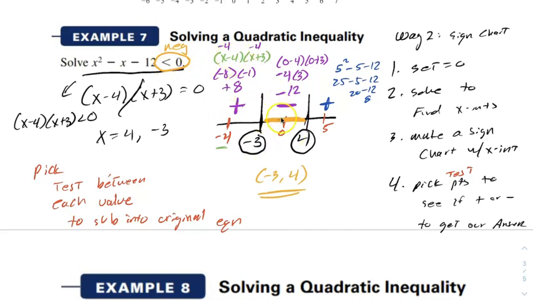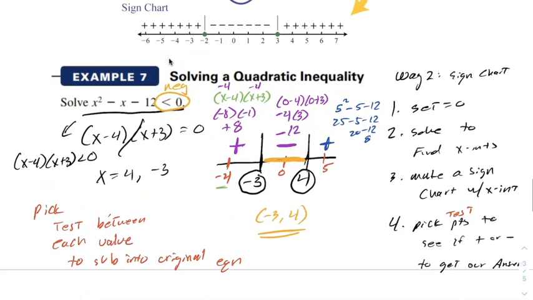So that's two ways to do it. One way is to make a sign chart, pick test points, plug those test points into your original equation or the factored form, and see if it's plus or minus. And how do you tell which one you want? It all depends on if you want a negative or positive. So that's way 2, I say.